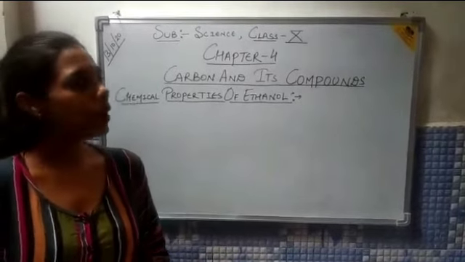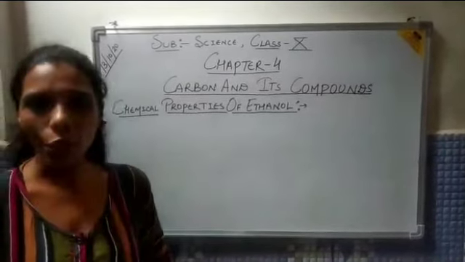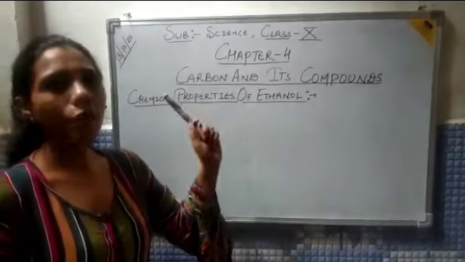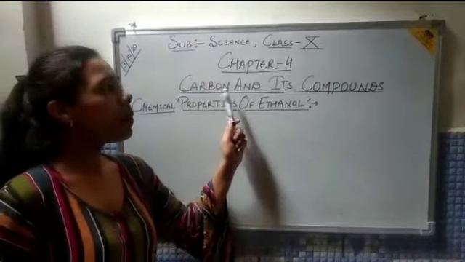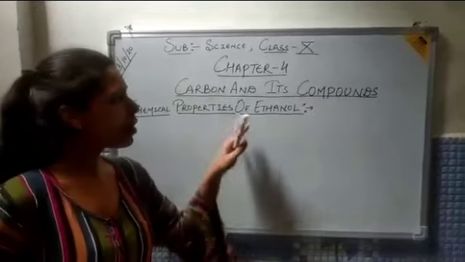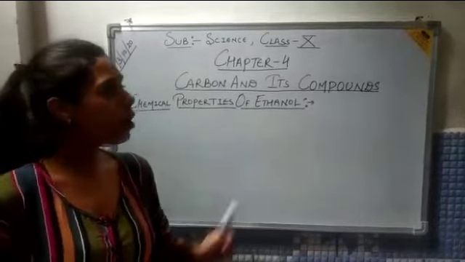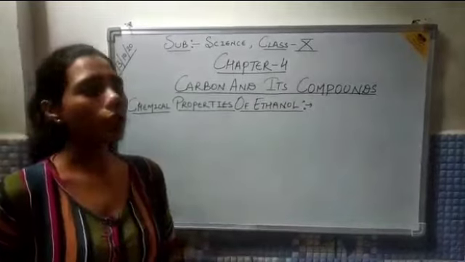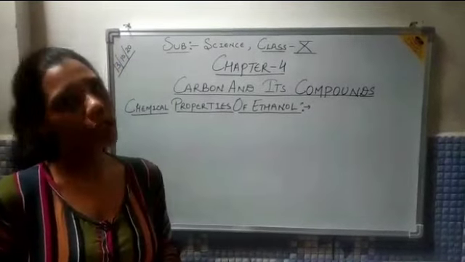Start our topic, chemical properties of ethanol, which comes in chapter number 4 of class 10, Carbon and its Compounds. Okay, now chemical properties of ethanol. Before starting the chemical properties of ethanol, first of all understand from where this word ethanol is derived.